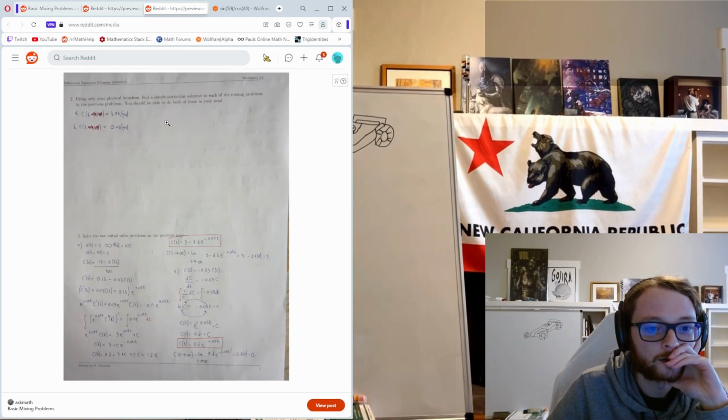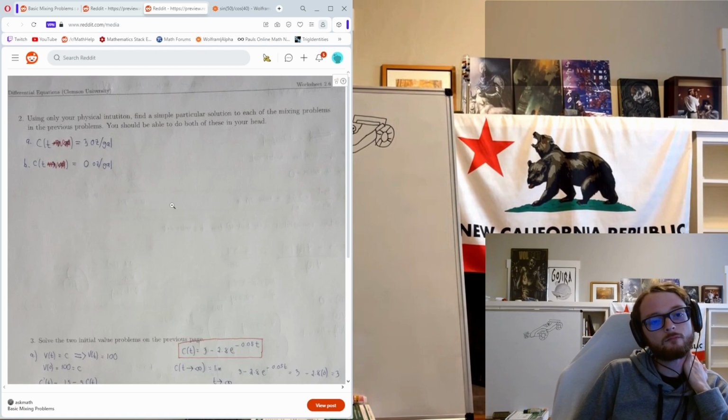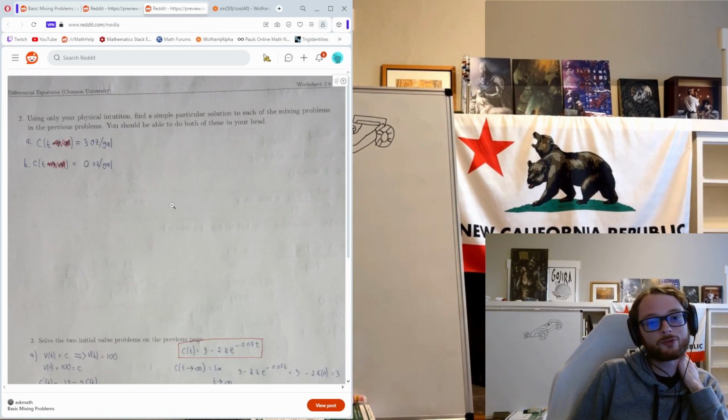Let's look at a second image. Using only your physical intuition, find a simple particular solution to each of the mixing problems in the previous problems. You should be able to do both of these in your head. A simple particular solution.